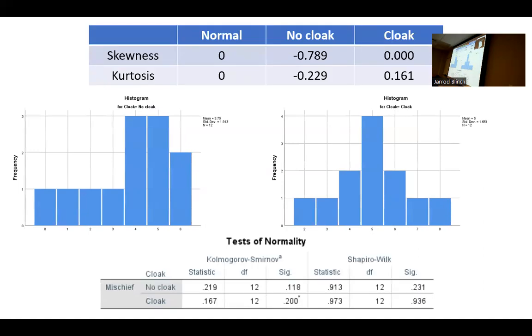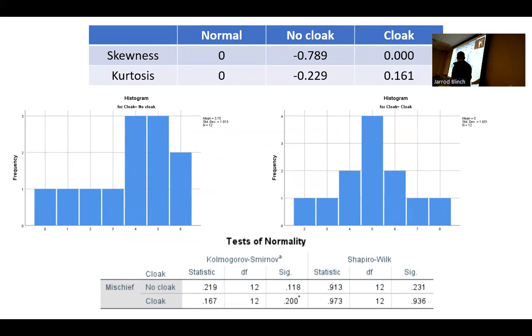Oh, I think I have a good summary slide here. So here we have our histograms. We see our skew and our kurtosis. So our values are close to zero. The skew for the no float group is higher.